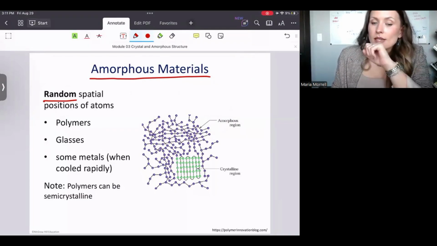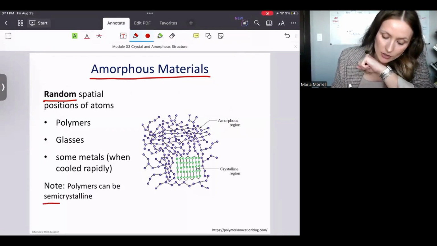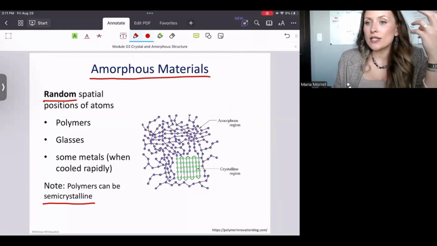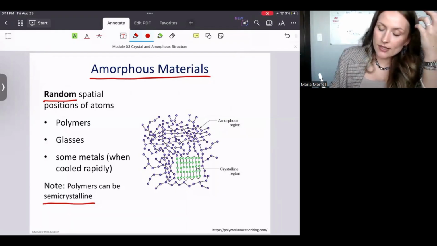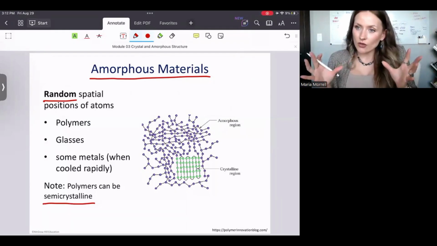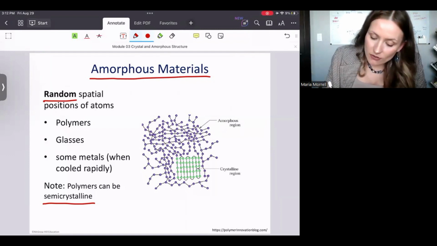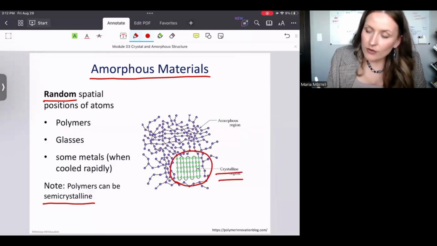Now, polymers can be semi-crystalline, and the semi-crystalline materials are the ones that are amorphous in general, but they may possess regions that do have crystallinity.